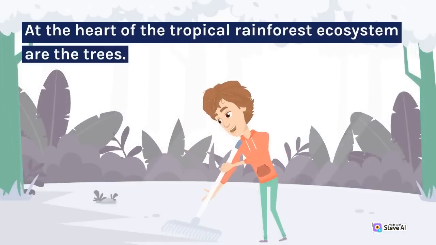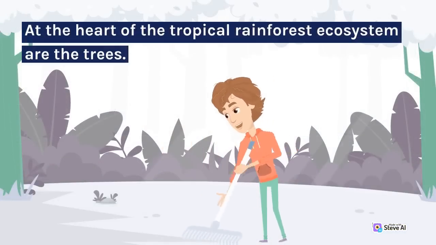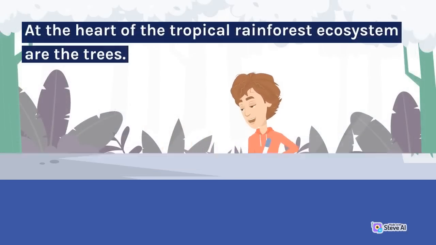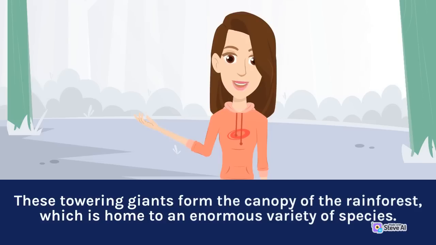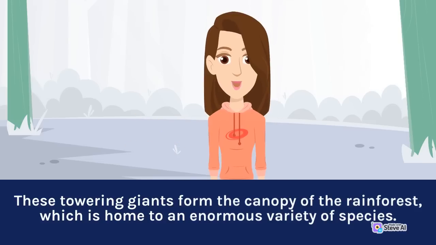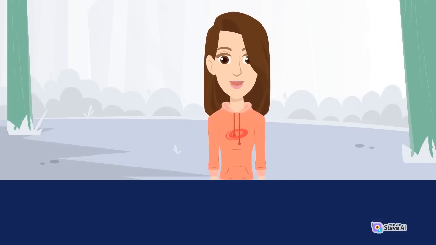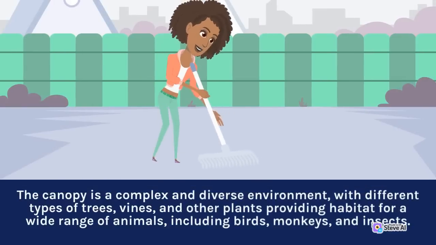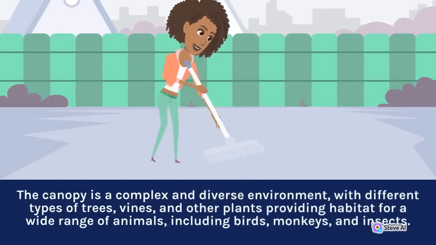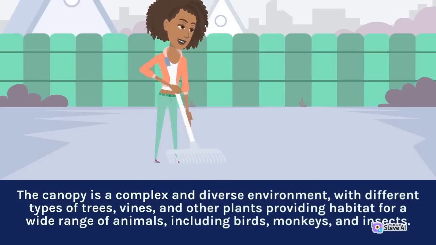At the heart of the tropical rainforest ecosystem are the trees. These towering giants form the canopy of the rainforest, which is home to an enormous variety of species. The canopy is a complex and diverse environment, with different types of trees, vines, and other plants providing habitat for a wide range of animals, including birds, monkeys, and insects.